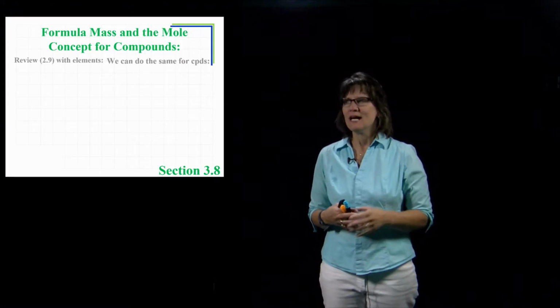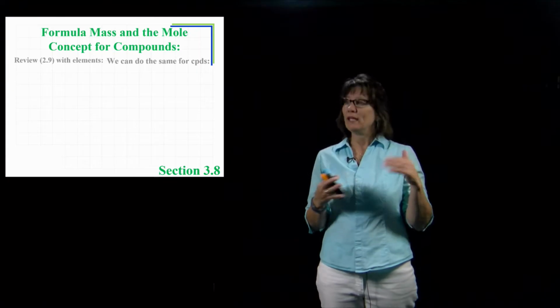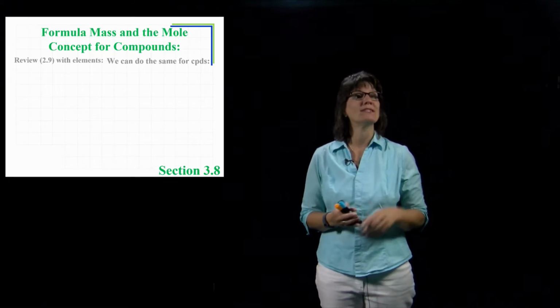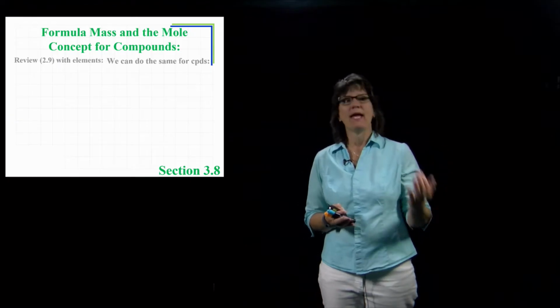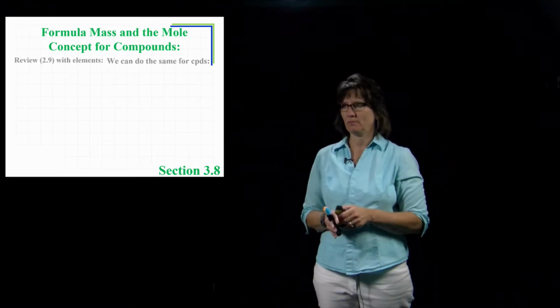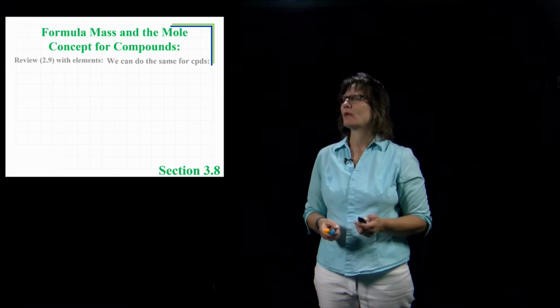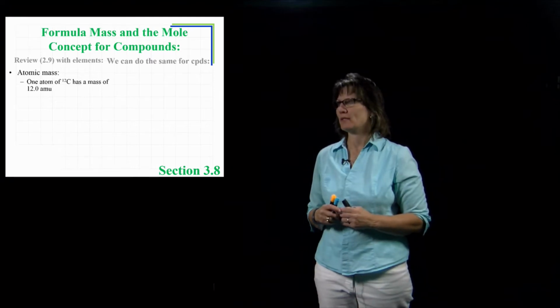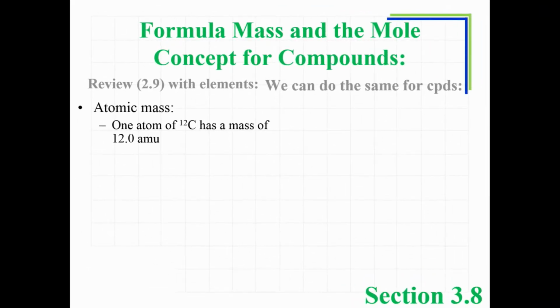I know we are. But what we need to do is review some of the things that we've already talked about with regard to atoms and elements and apply them to compounds, okay? So let's think about section 2.9. We talked about atomic mass. We learned that the AMU system is based upon carbon-12 and that one carbon-12 atom weighs 12 AMUs.